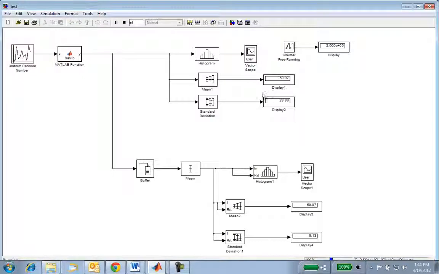Now theory says that the standard deviation of the mean is actually equal to the standard deviation of the underlying distribution, which is this number here, 28.9, divided by the square root of the number of samples. So here we're taking 10 samples at a time, so it's square root 10. So 28.8 divided by square root 10 gives us, indeed, 9.1.